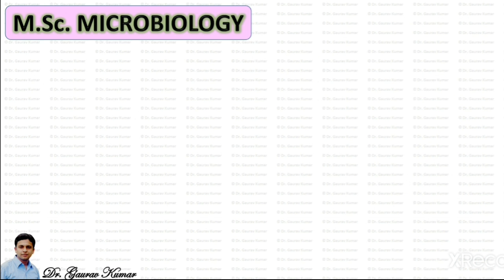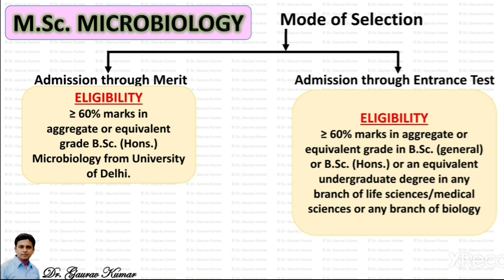Next we come to MSc Microbiology. So MSc Microbiology also has a similar mode of selection. It can be through merit as well as through entrance test. In the merit, you have eligibility of greater than or equal to 60% marks in aggregate or equivalent grade in BSc Honors Microbiology course only from University of Delhi. And in the entrance test eligibility, you have greater than or equal to 60% marks in aggregate or equivalent grade in BSc General or BSc Honors or an equivalent undergraduate degree in any branch of life sciences, medical sciences or any branch of biology.